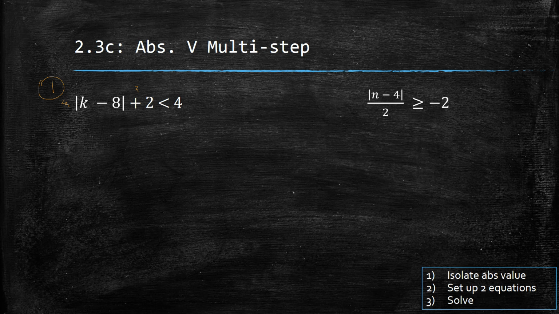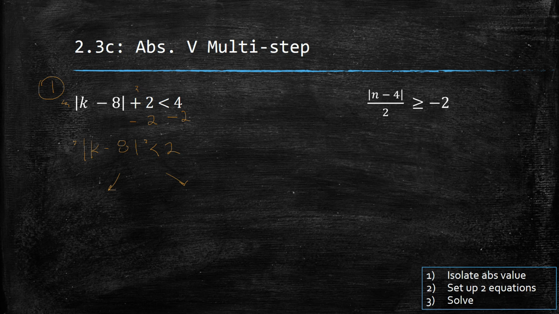We have to isolate that absolute value. So there's nothing here on the left. We have this 2 here on the right, which we have to move. So you do your inverse operations, minus 2 on both sides. So now we're left with the absolute value of k minus 8 is less than 2. Now there's nothing here on the left, nothing here on the right, and we can go ahead and split that up.